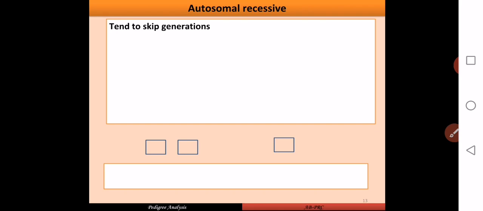So, if the parents are affected, maybe the progeny in the next generation may not be affected, or the reverse. The parents are not affected, and the son or the daughter may be affected. Also, there is a possibility to skip generations. It's not continuously observed in all the generations within a family.